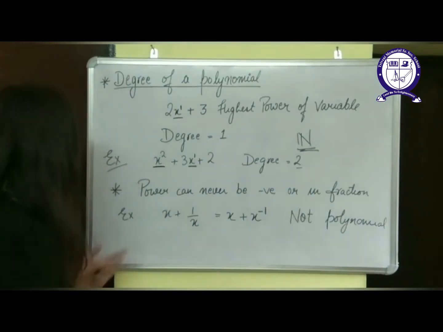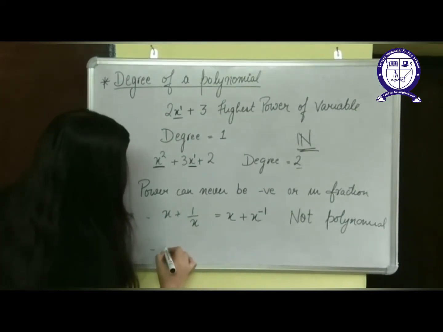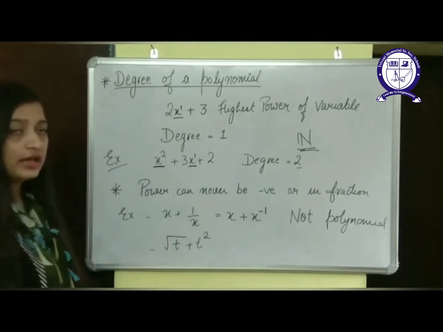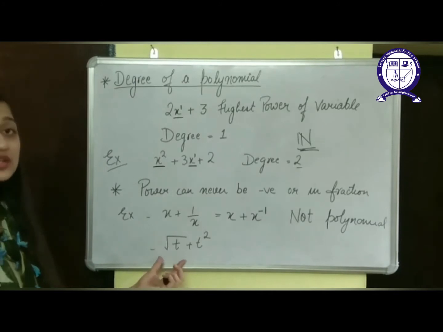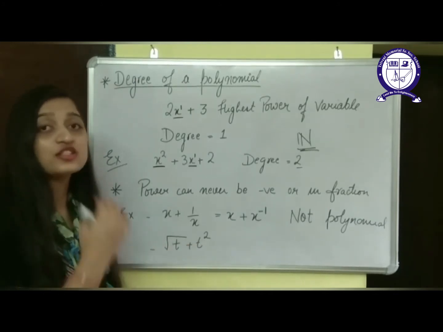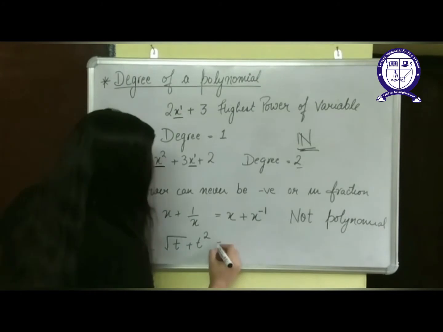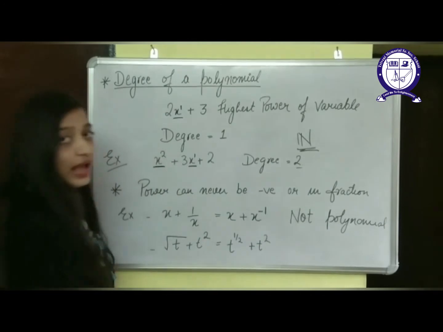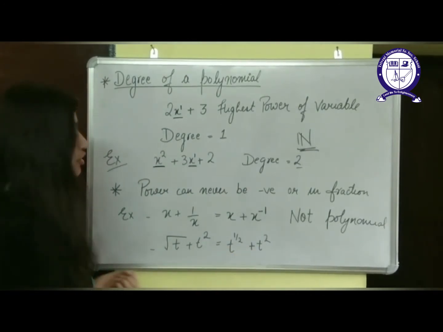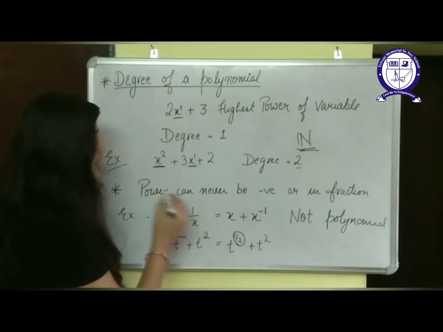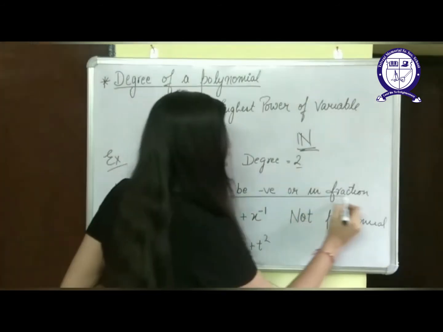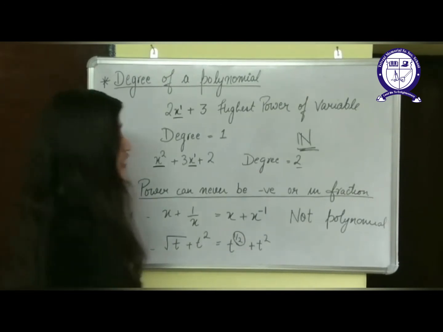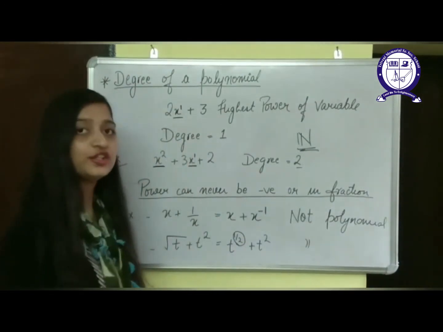Okay. Now another example, if I take root t plus t square. What is this root? I know that by exponents, root is written as power 1 by 2. It is t raised to the power 1 by 2 plus t square. Again, I have said that the power can never be negative or in fraction, and here t is raised to the power of a fraction. So it is also not a polynomial.